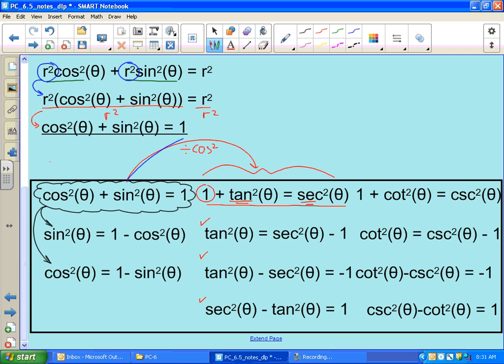In developing this other column over here, how we did that is instead of dividing by cosine squared, we divided now by sine squared. So cosine squared divided by sine squared is where the cotangent comes from. Sine divided by sine, 1. 1 divided by sine, cosecant squared. So that's where these came from.